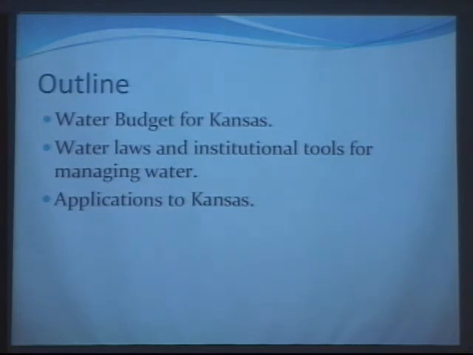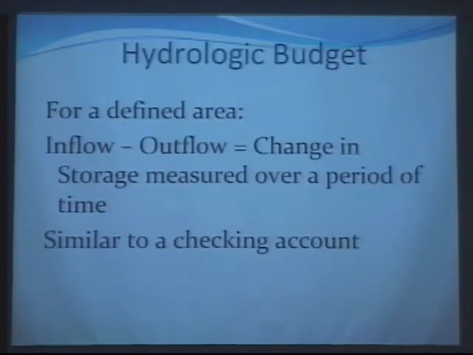How much water do we get? How do we get it? Where is it stored? The second piece will deal with water laws and how it's determined who gets to use water under what kinds of circumstances. So this is more of the legal, social side of the question, and we'll look at some of the tools that are available for handling shortages and challenges. And then finally, how some of these concepts are used in applications to Kansas issues.